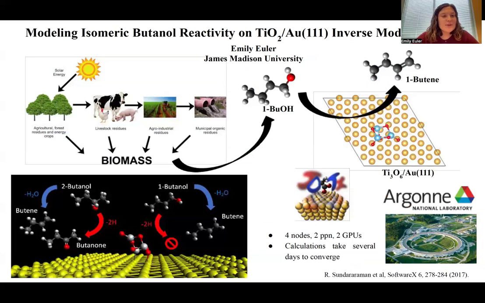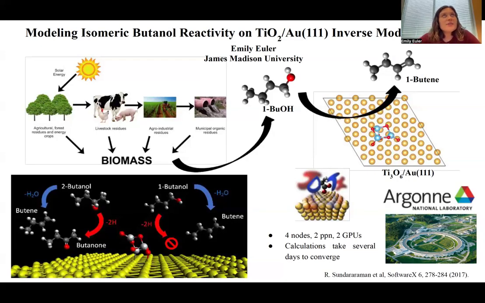Hello, my name is Emily Euler. I am a junior chemistry major at James Madison University, concentrating in ACS materials chemistry. Today I'll be telling you about my research on modeling isomeric butanol reactivity on TiO2 gold 111 inverse model catalysts. You may be wondering, what is an inverse model catalyst and why do we study it?